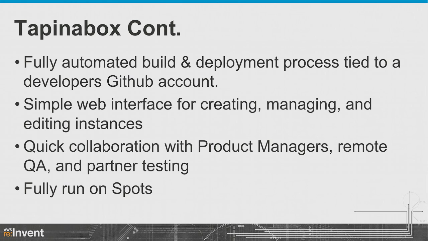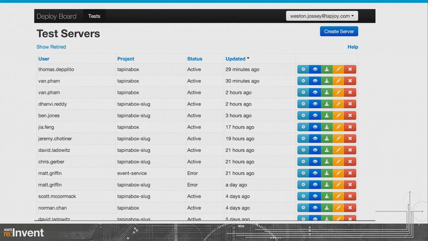It's really great for collaborating very quickly with product managers, our remote QA teams, and partner testing, allowing people to actually see what it's going to look like when we launch this in production. And what else? Well, it's fully run on Spots, except for the dashboard, which required persistence. We didn't want our dashboard to just suddenly drop away because Spots were too expensive. But all of our Tap in a Box servers run on top of Spot instances.